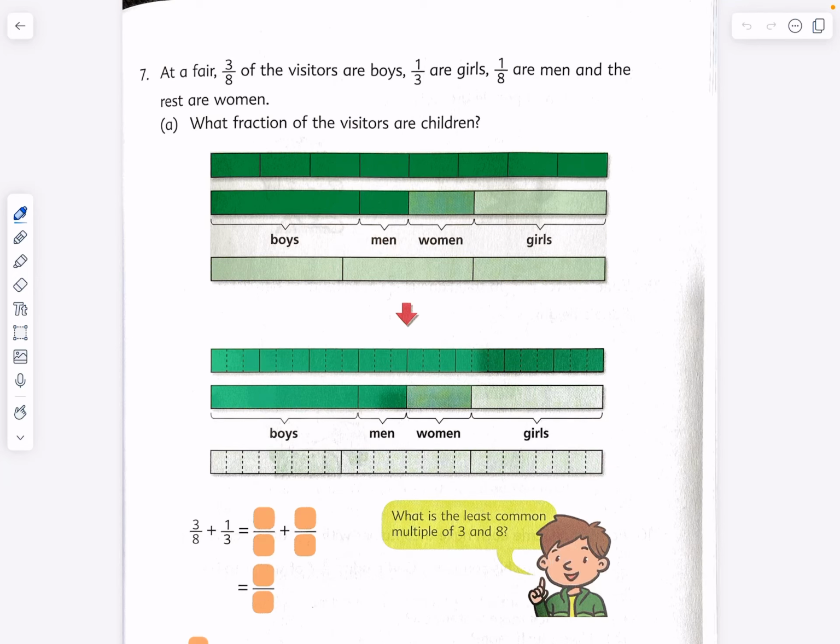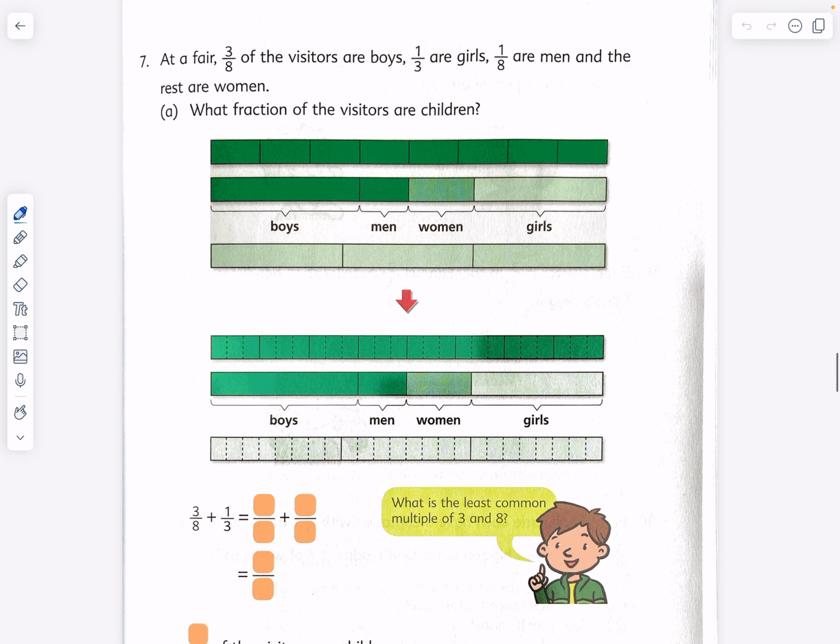Hello. The topic of today's lesson is solving word problems that involve fractions, especially addition and subtraction, frequently multi-step problems. So let's read number 7. We are on page 53 of our textbooks.